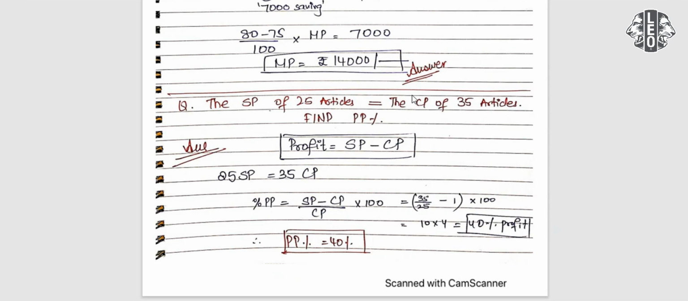So the first statement is going to be the selling price of 25 articles is the cost price of 35 articles. The second statement is going to be a profit. The third statement is nothing but your question. You have to find the total profit percentage, and the same method is to be followed, and you could crack the MAT exam in the same format.